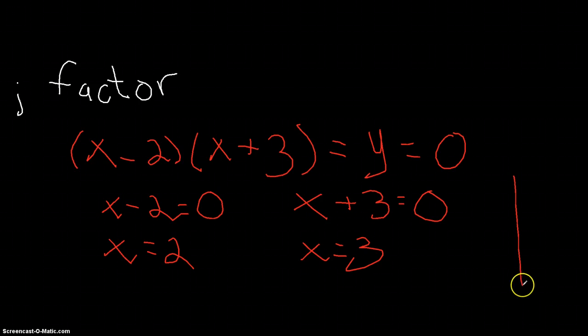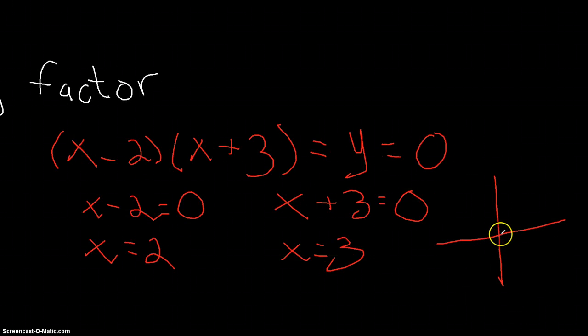So that would mean that on a graph over here, when x is 2, y would be 0. And then if x equals -3, y would also be 0. And then you'd have some parabola that looks like this.